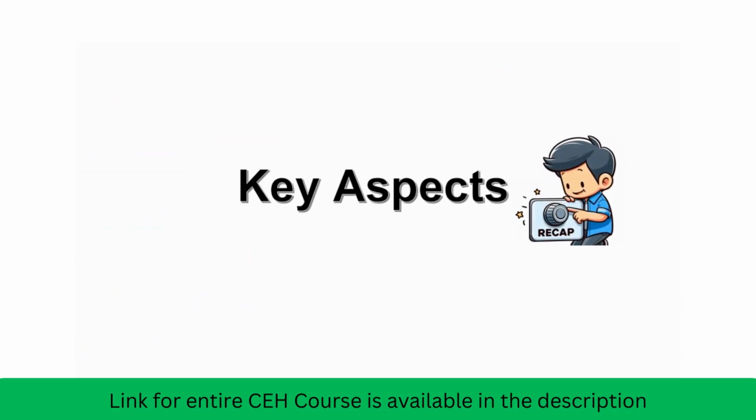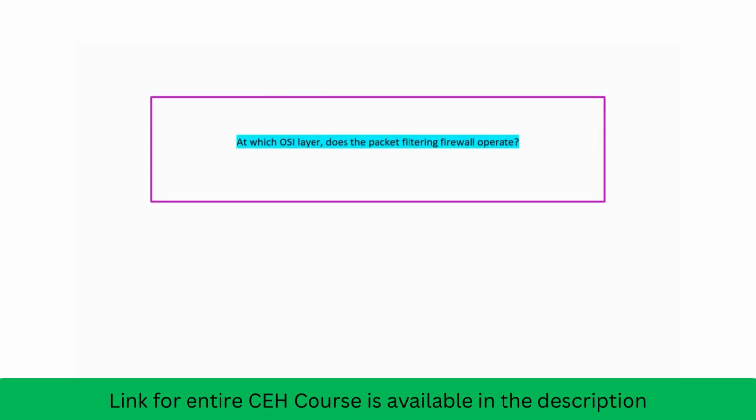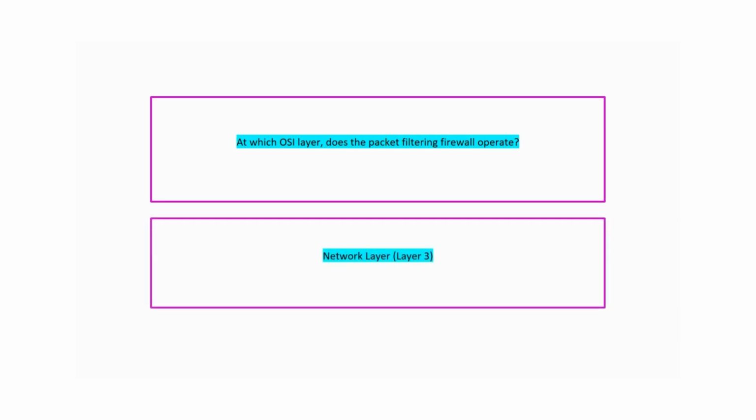Let us now discuss some of the key aspects from the exam perspective. So, the first question is, at which OSI layer does the packet filtering firewall operate? We already discussed this. At network layer, that is layer 3. So, the function of the network layer is to insert the IP address into the packet header. So, packet filtering and the function, that you can remember.